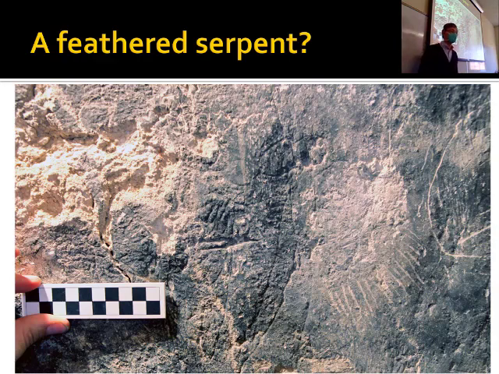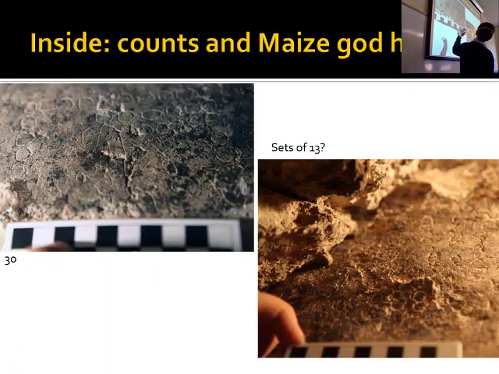There's something that looks like a centipede or perhaps a feathered serpent, an important deity in Maya culture and in Mexican Teotihuacan culture. That's not very obvious, but there is a long body with feathers. And then there are sets of something that looks like bead-like counts. So also counts, but they look very different. They're like little circles, and each has a maize god head in the middle. And they're in sets of 13 and 30. I'm not sure what they are.